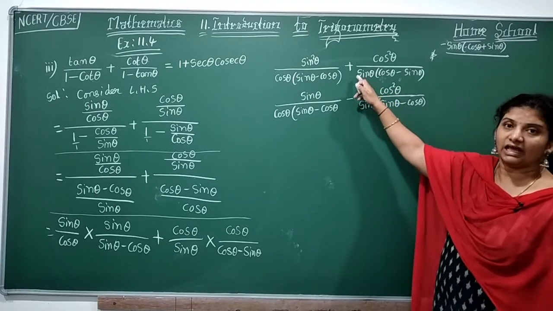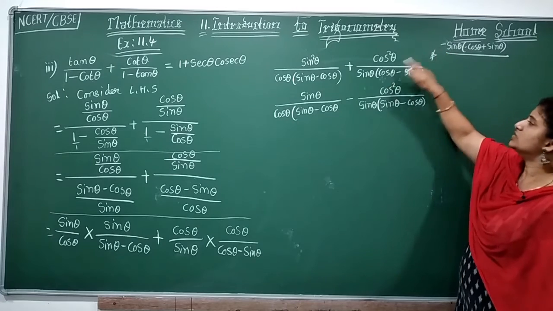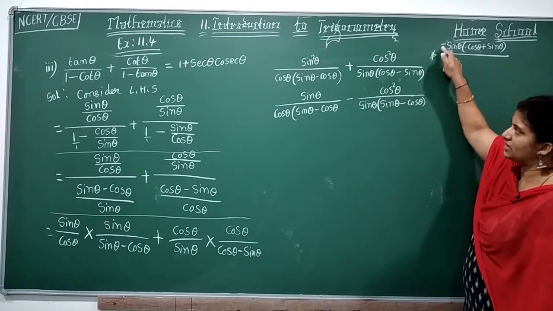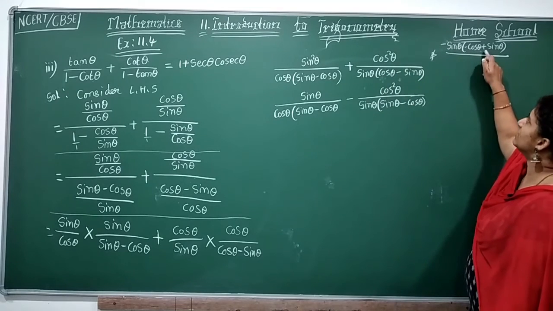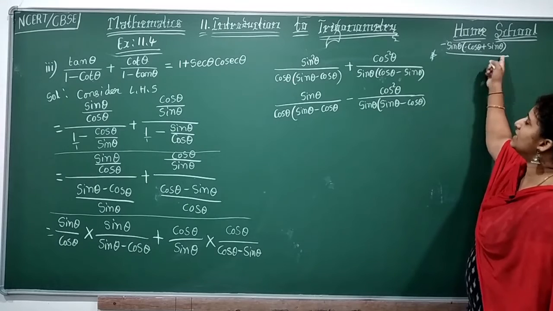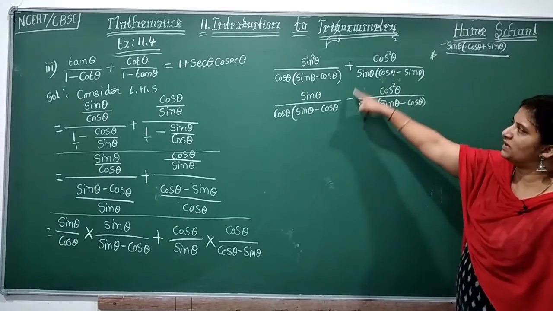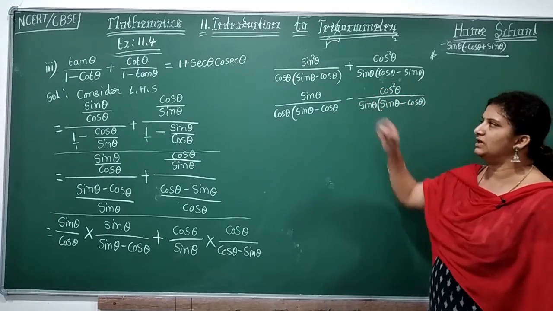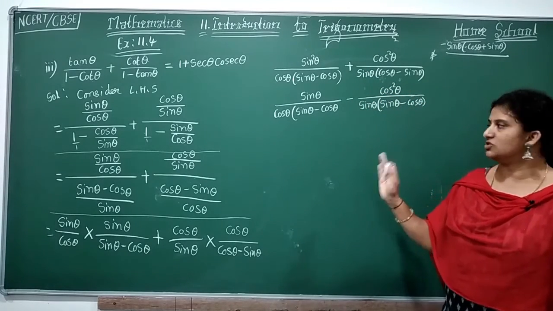I can take negative common here. If I take negative common, look carefully: plus sin theta became minus, plus cos theta became minus, and minus sin theta became plus sin theta. Finally, I rewrite it as sin theta minus cos theta, and this minus will be multiplied to the plus sign. It became minus. Don't be confused here, children.